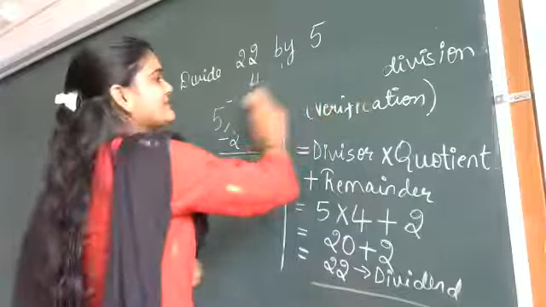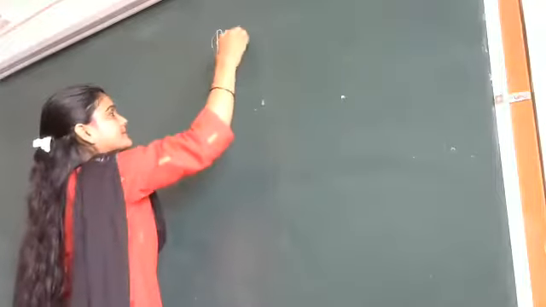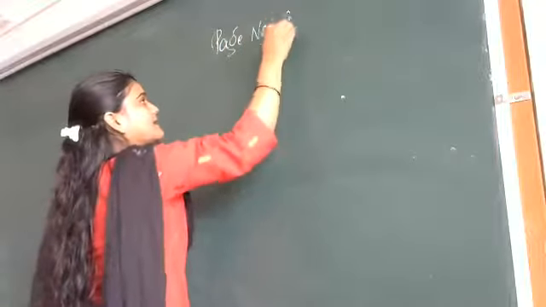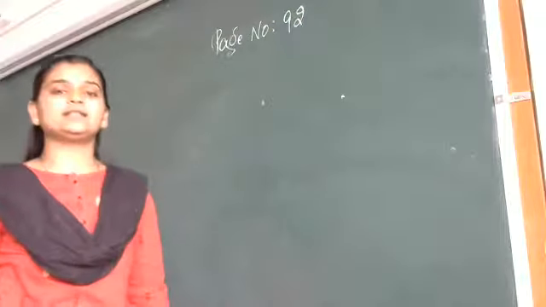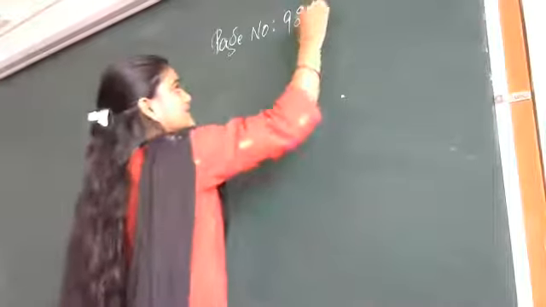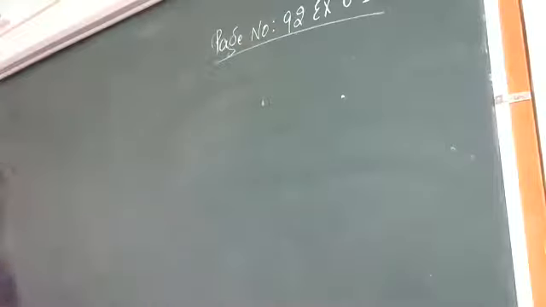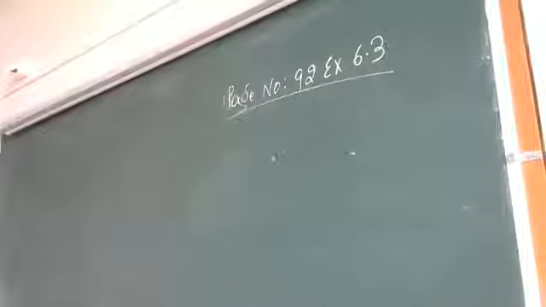So we will solve our exercise. Take out your rough book, children. Divide exercise 6.3, page number 92. Page number 92, we will solve the exercise 6.3. Yes, page number 92. Okay?